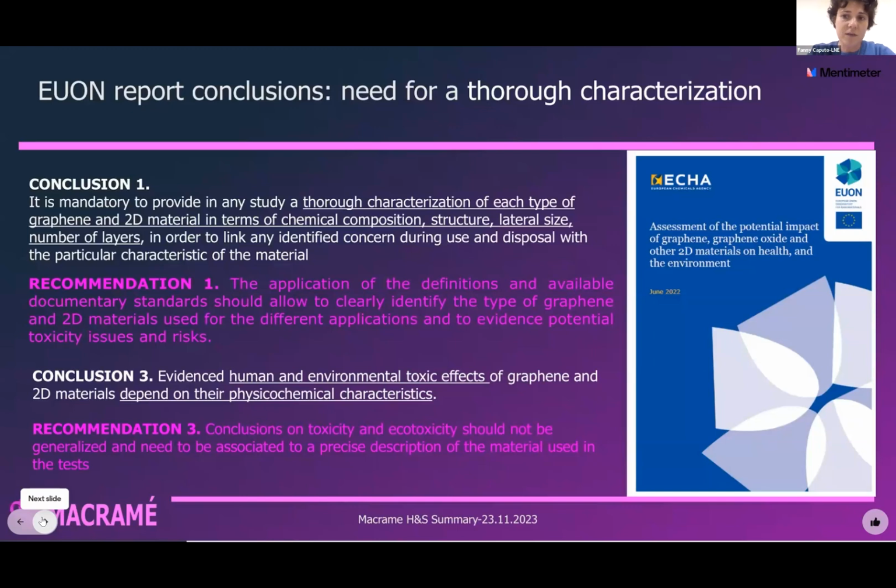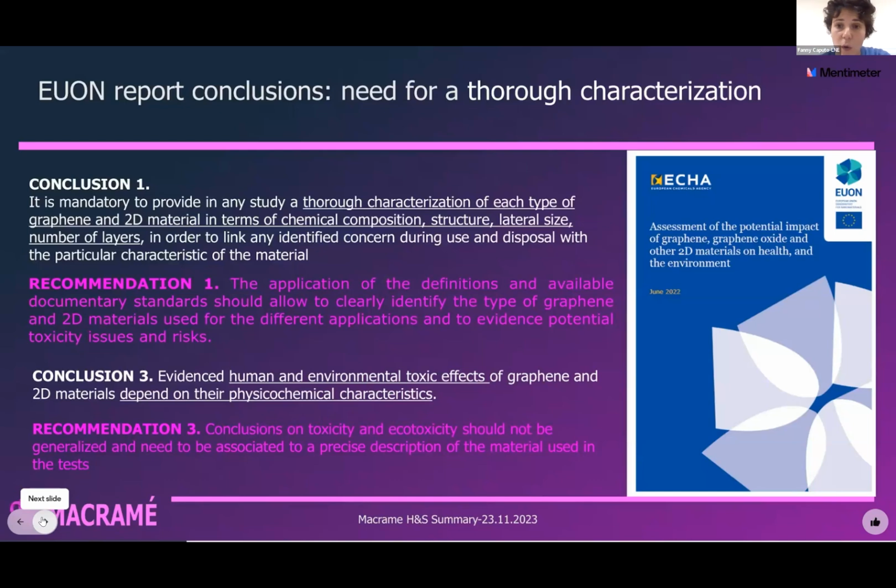Since today we are mainly focusing on graphene and on the physical chemical characterization, I just wanted to mention that one of the main needs stressed in this report is that, as we discussed this morning, we really need a very thorough characterization of each type of graphene in terms of chemical composition, structure, lateral size, number of layers, and different physical chemical properties that have to be linked to the in vitro studies, and this is very important.